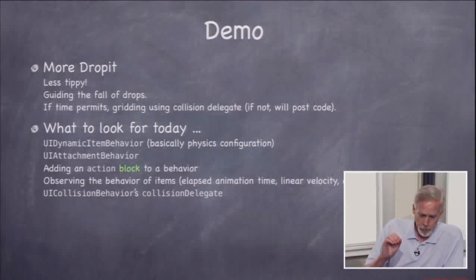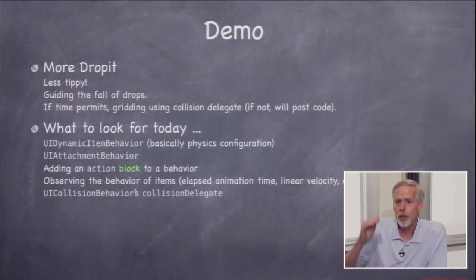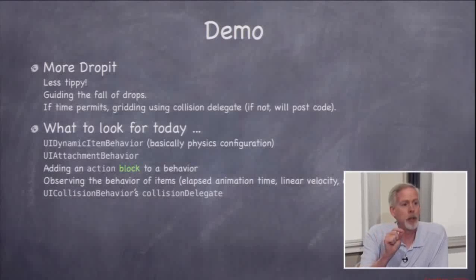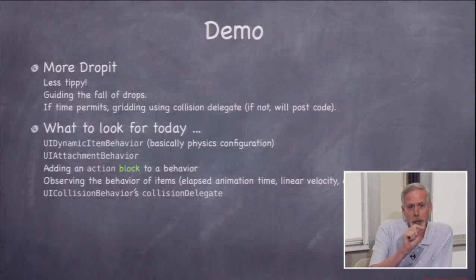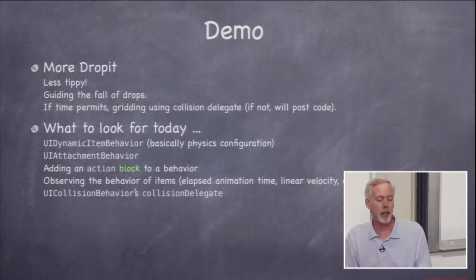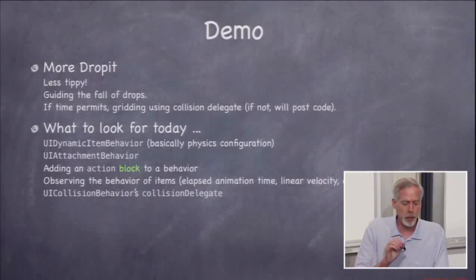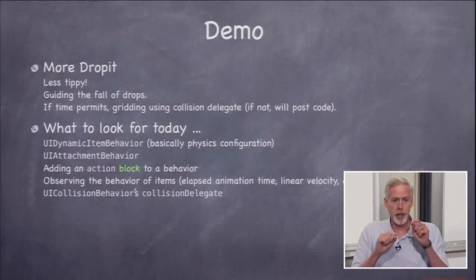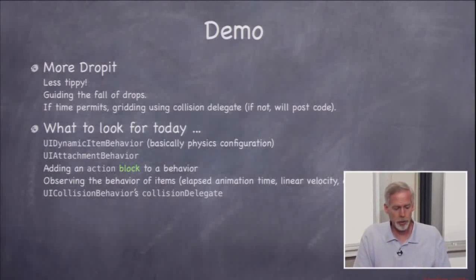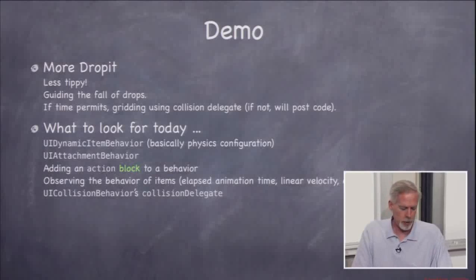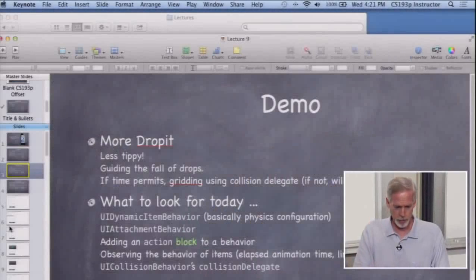Then what I'm going to do is use an attachment behavior so that as a block falls, we can grab onto it. Okay? And then we can kind of swing it around and pick which stack we want to drop it in and then let it go. And then the last thing I'm going to do is use the action block of that attachment behavior to animate that and show the attachment. I'm just going to actually draw a little line to show it. So there's quite a bit to show there. I don't think we're going to have time to do this collision delegate thing, but I'll post the code for that so you can see what that's all about.